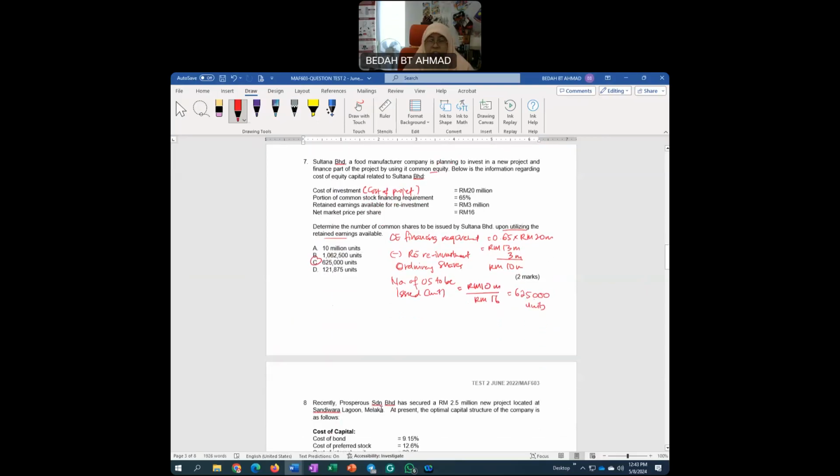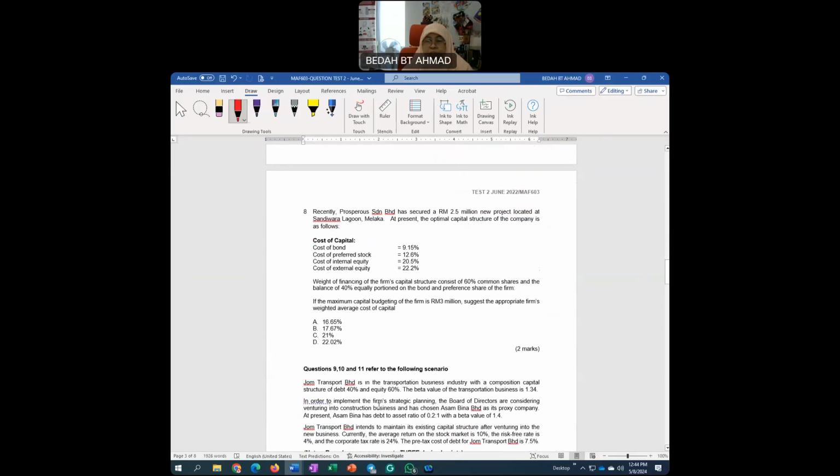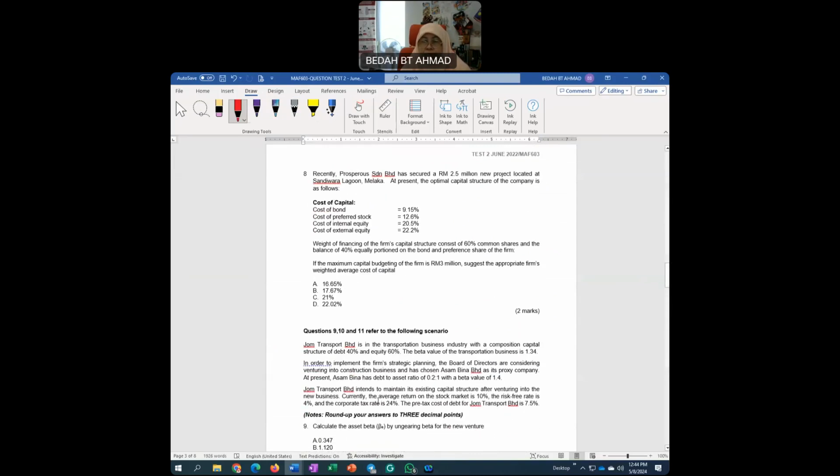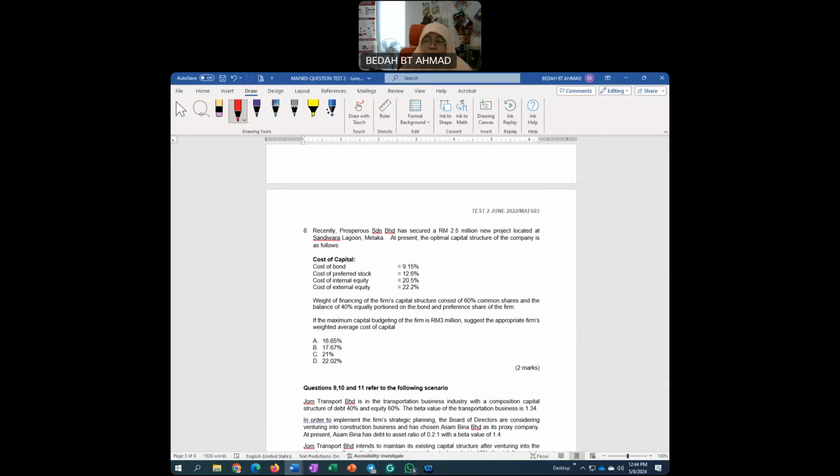Okay, next question is 8. Recently Prosperous Sdn Bhd has secured a 2.5 million new project located at Sandiwara. At present, the optimal capital structure is as follows. You are given here KD 9.15%, KP 12.6%, KE 20.5%, KNE 22.2%. Weight of financing is given as 60% common share, so this one is 0.6, and the balance of 40% equally portioned between bond and preference shares. So this is 0.2, this is 0.2. This is the weight of financing.